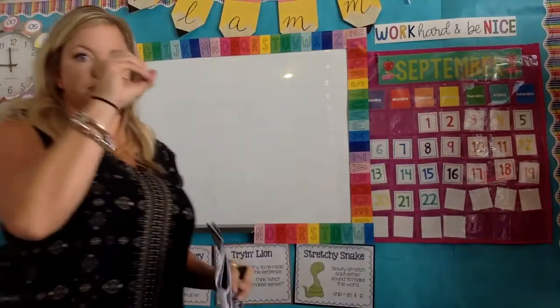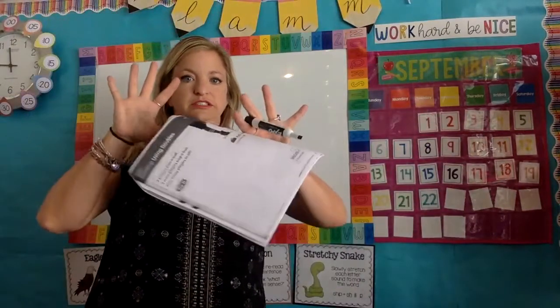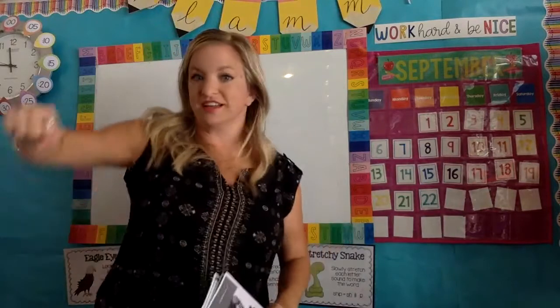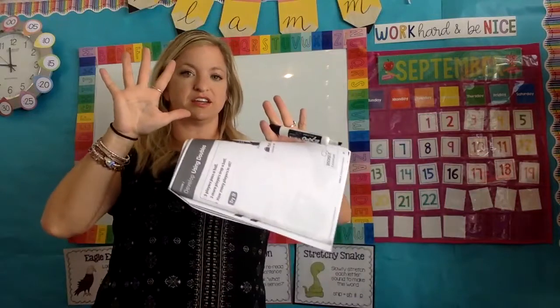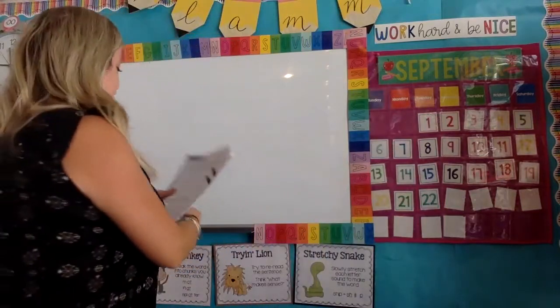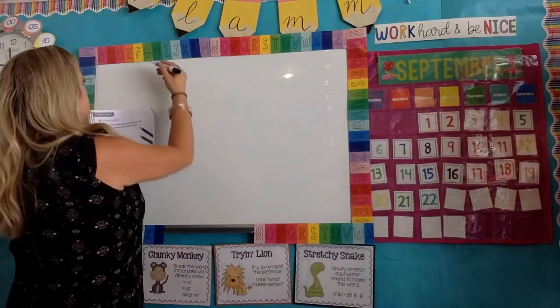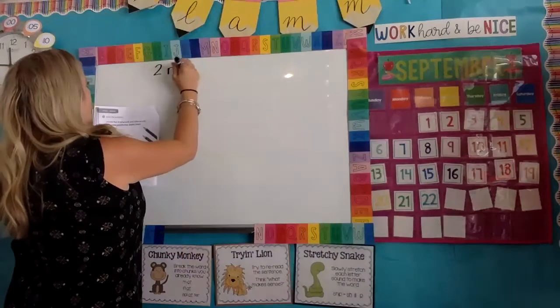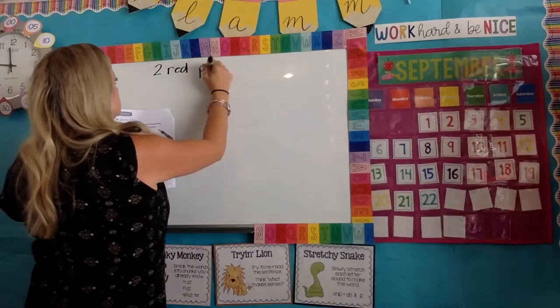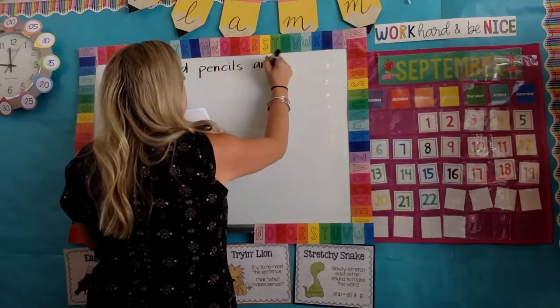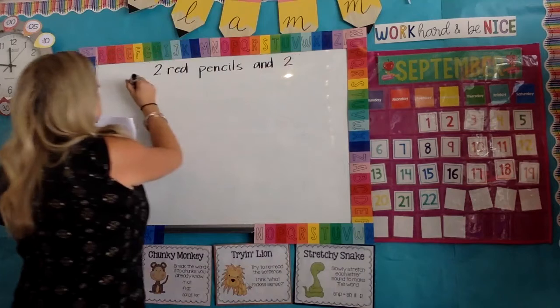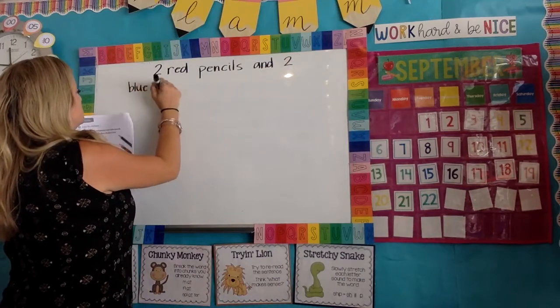Remember digits? 0 through 9. Can you dig it? What's a digit? 0 through 9. Can you dig it? All right, so Jaden has 2 red pencils and 2 blue pencils.